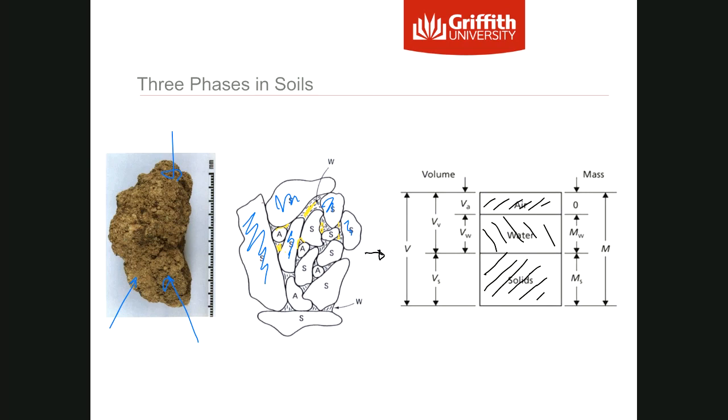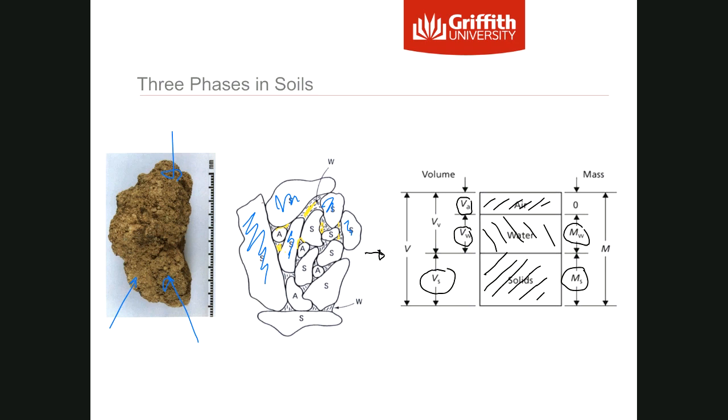The next step is we will look at two major things: the volume of each phase, and the mass. For volume, we say that the volume of solids will be Vs, volume of water will be Vw, and volume of air Va. Same thing we can do about mass. We can measure solids, and this is the mass of solids, Ms. This is going to be the mass of water, Mw. This is the mass of air, but we know that the mass of air is 0, so it's 0 here.